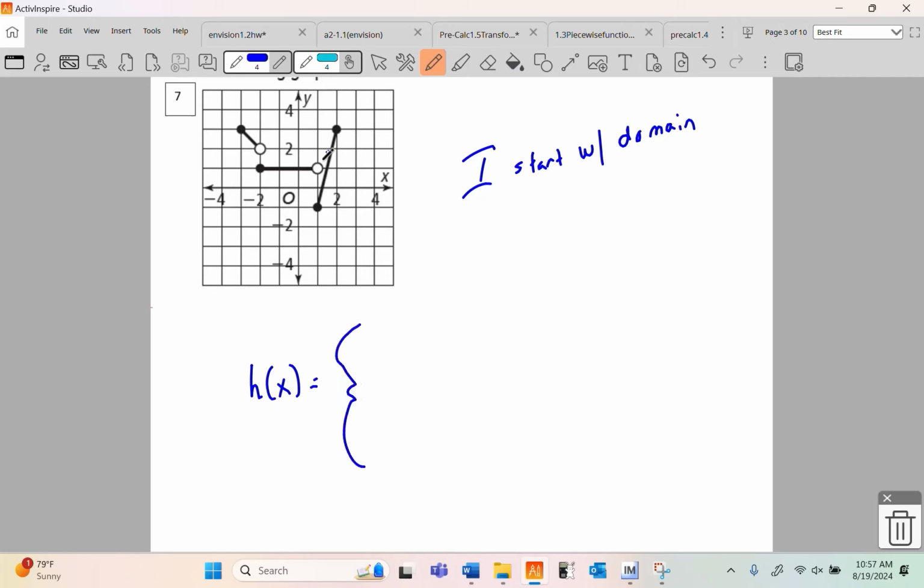It has 3 pieces, 1, 2, 3. And I like to start with domain. This one has a domain from negative 3 to negative 2, but not including negative 2. I get to be negative 3 because it's a solid dot. I don't get to be negative 2. It's an open hole. The middle piece, the horizontal line, has a domain from negative 2 to 1. Oh, I really messed that up. My head's not screwed on right today. I can be negative 2, less than or equal. I can't be 1. There you go.